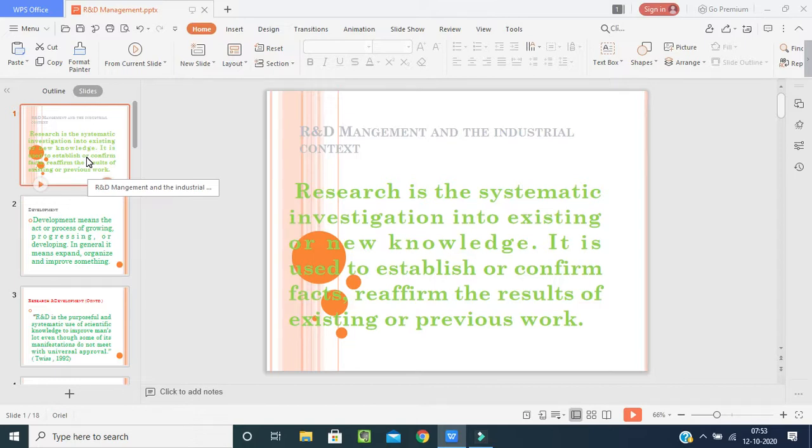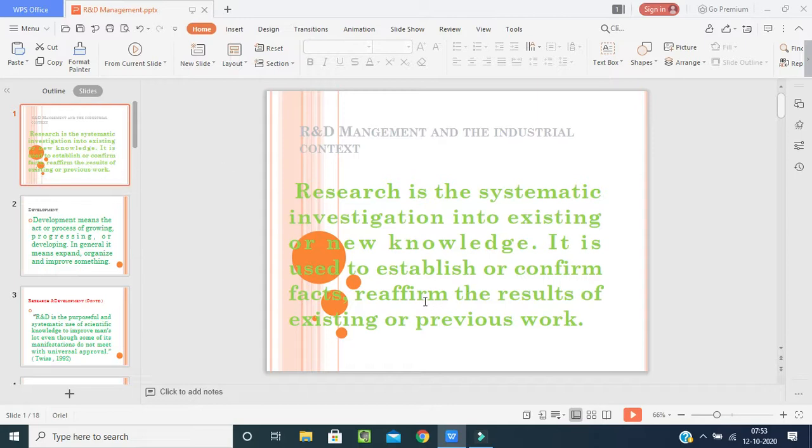See here, we have to totally understand what we mean by research, what we mean by development, and how R&D is going to be managed within the industrial context. Let's have a look one by one. First, we are going to learn what we mean by research.